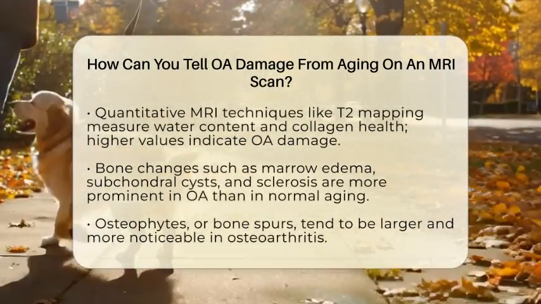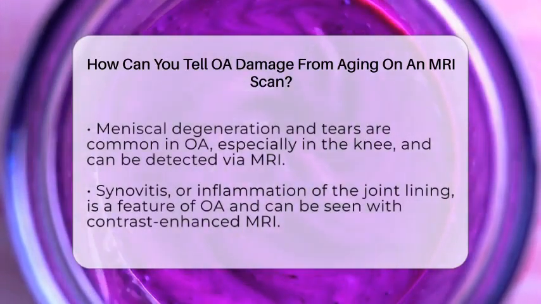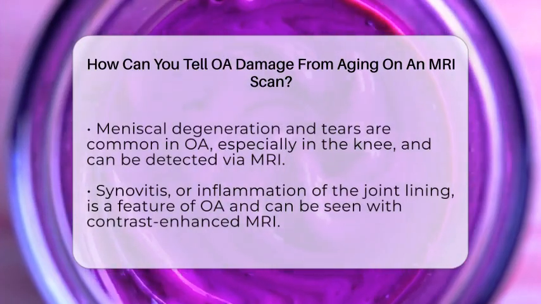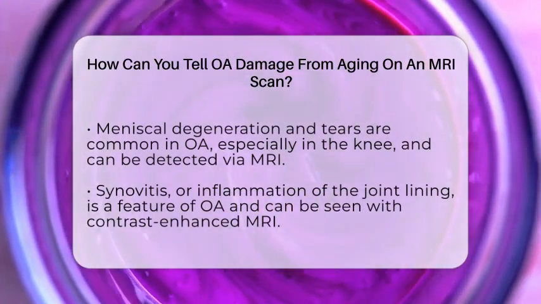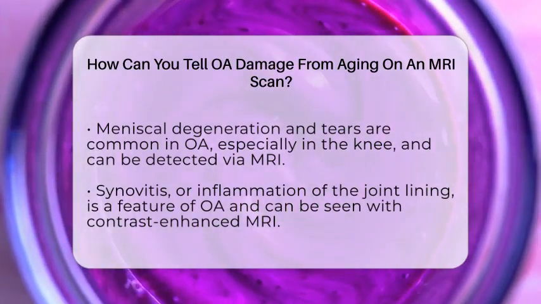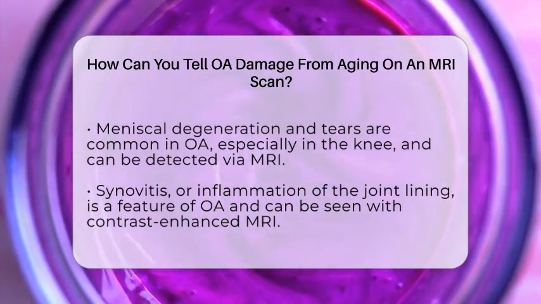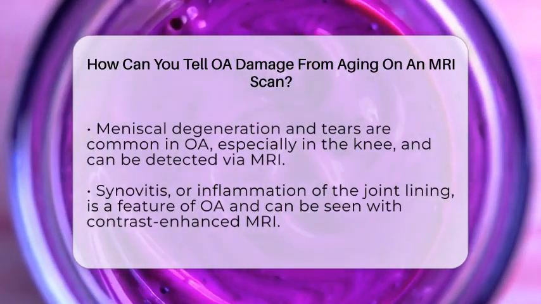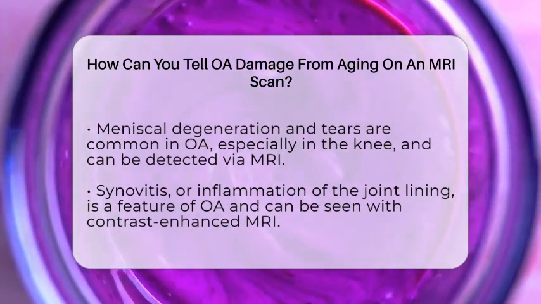Osteophytes, or bone spurs, are common in aging but tend to be larger and more prominent in osteoarthritis. MRI can clearly show these bony outgrowths at joint edges, which are a hallmark of joint remodeling in osteoarthritis. Meniscal degeneration and tears are also more common in osteoarthritis, especially in the knee. MRI can reveal meniscal extrusion or damage that is not typical in normal aging joints.